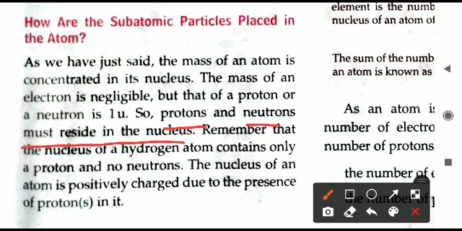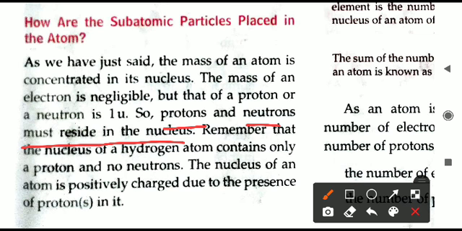Only these particles, protons and neutrons, which are present inside the nucleus, constitute the atomic mass. The protons and the neutrons do not circulate or revolve around. They simply remain in the nucleus only. They reside in the nucleus only, and that is why the nucleus is relatively heavier. Actually it is the only thing because of which an atom has a certain mass.